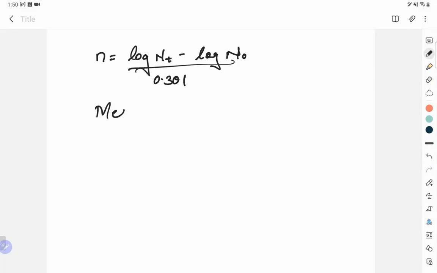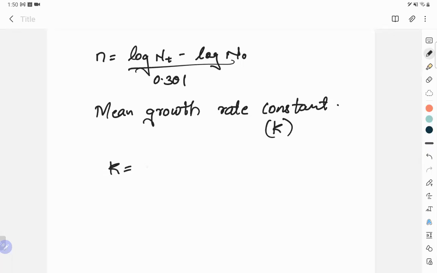Till now, we knew that number of generations is log of NT minus log of N0 upon 0.301. That much we knew. Now we are saying that we have to find out what the mean growth rate constant is, that is, I have to find out in what time these organisms are able to multiply. What is the time frame in which they are multiplying? So then this mean growth rate constant is going to be number of generations by time.